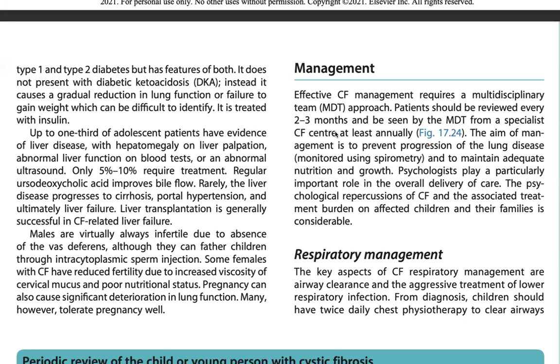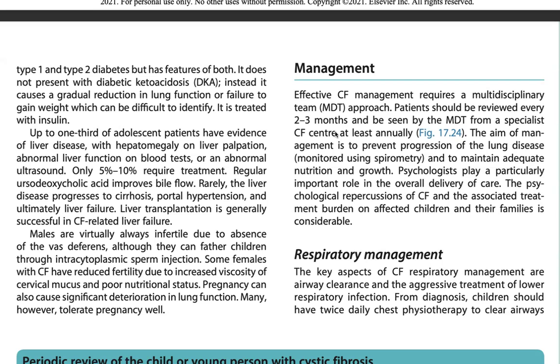It can be difficult to identify and treat with insulin. Up to 1/3 of adolescent patients have evidence of liver disease: hepatomegaly on palpation, abnormal liver function blood tests, or an abnormal ultrasound. Only 5 to 10% require treatment. Regular ursodeoxycholic acid improves bile flow. Rarely, the liver disease progresses to cirrhosis, portal hypertension, and ultimately liver failure. Liver transplant is generally successful in CF-related liver failure.